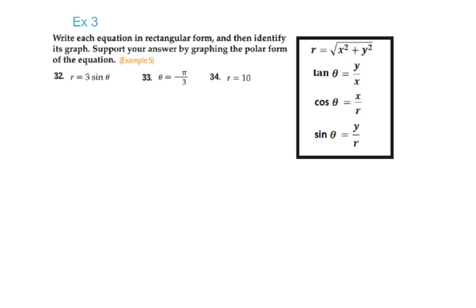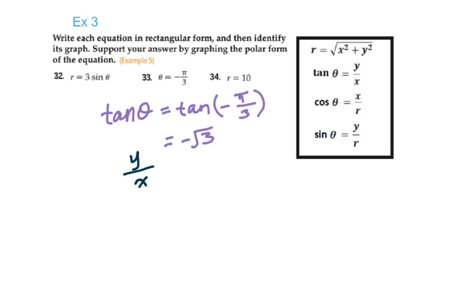Let's go to the next example. Theta equals negative pi over 3. Now let's take tangent of both sides. So we got tangent of negative pi over 3, which means negative square root of 3. And I change tangent theta into y over x equals negative square root of 3. So y equals negative square root of 3x. Therefore, we know this is a linear function.